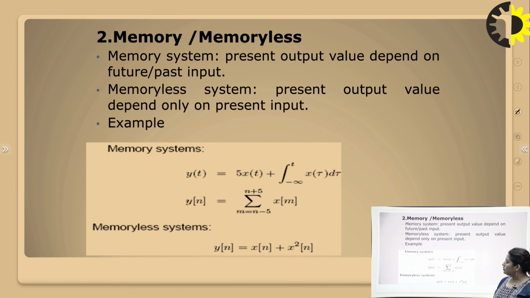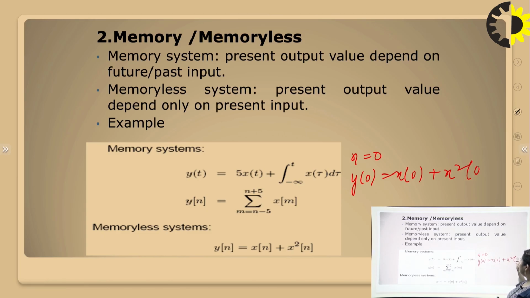Similarly, y[n] is equivalent to summation over m equivalent to n minus 5 to n plus 5 of x[m]. It is also a memory system. Memoryless, we have y[n] is equivalent to x[n] plus x squared[n]. When you put n equivalent to 0, it will give you y[0] is equivalent to x[0] plus x squared[0].